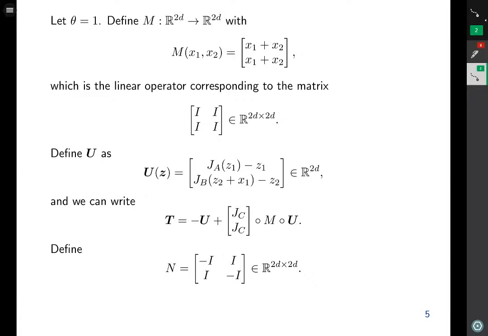Let theta equals 1. Define M to be the linear mapping from R^2d to R^2d of this form. This is the linear operator corresponding to the matrix vector multiplication by this matrix. Define the operator U in this manner. It is a matter of simple verification to check that the operator T can be expressed in this form, where these symbols denote composition of operators from R^2d to R^2d. Define N to be this matrix.